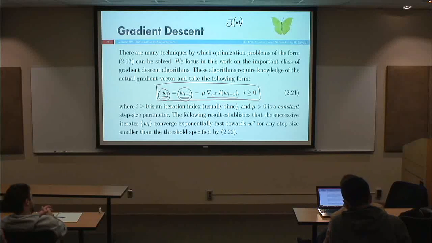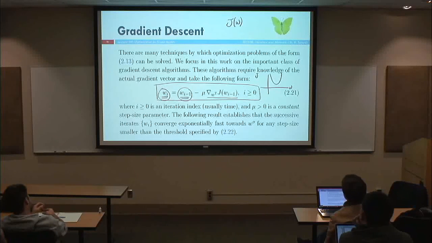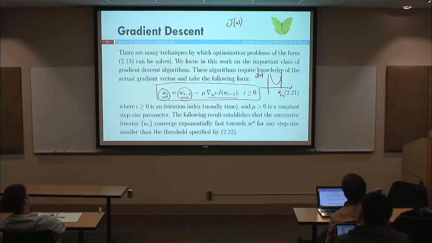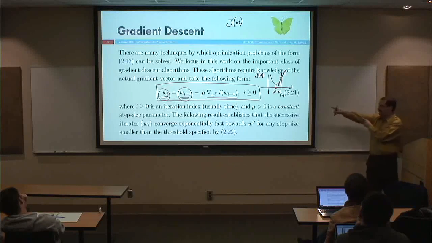So for example, in the scalar case, let's assume omega is a scalar. J of omega will be quadratic. And this is w at i minus 1. The gradient vector here, let's say in the scalar case, the derivative there will point in the direction where the function is increasing, right? If you compute the derivative here, it will point in that direction. So you move in the opposite direction so that you get closer to the global minimum, which is here. That's the intuition behind this construction.